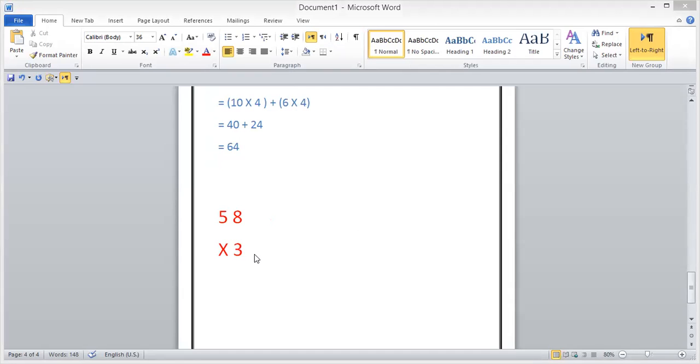Okay. 58 by 3. The first one, 3 multiplied by 8, will be 24. 3 multiplied by 5, 15. 15 plus 2. So we will put 15 together because there is no value again, only these. Exactly. So the answer will be 174.